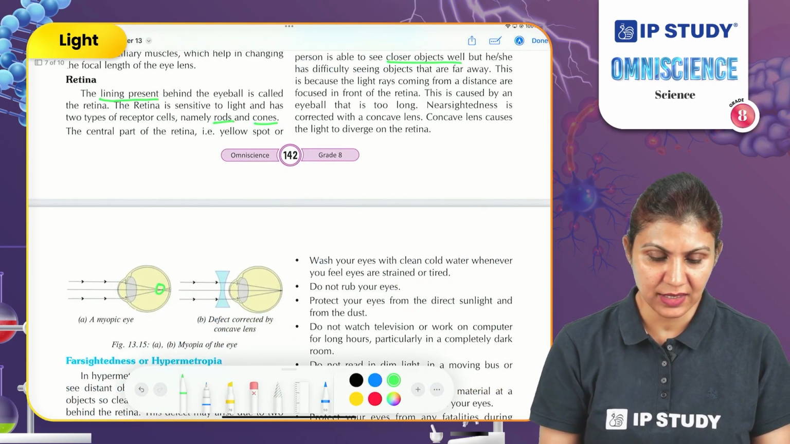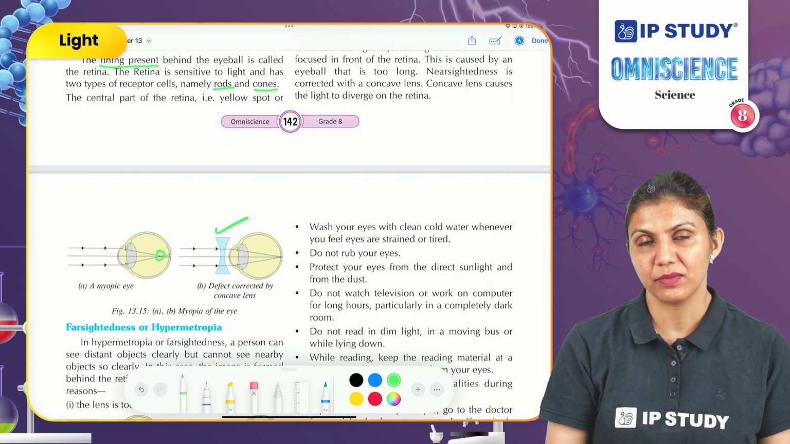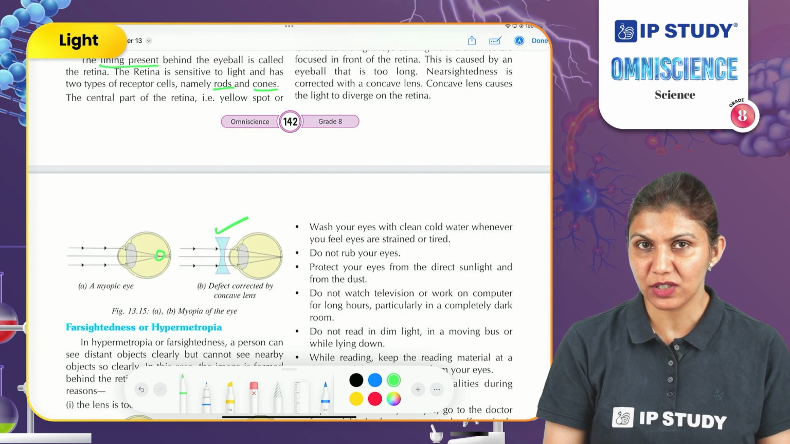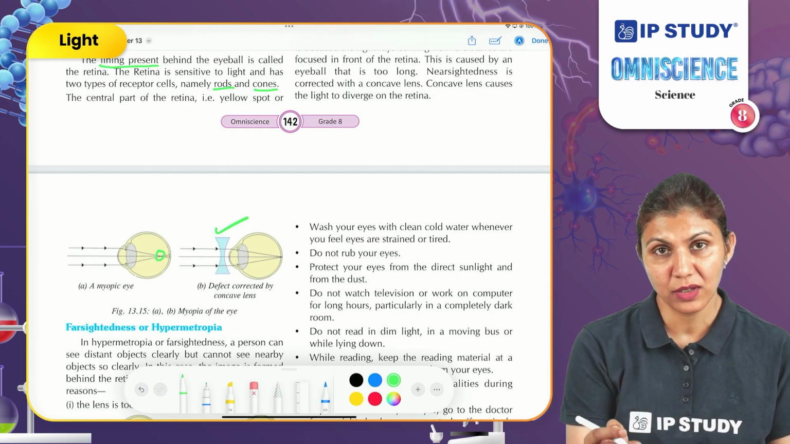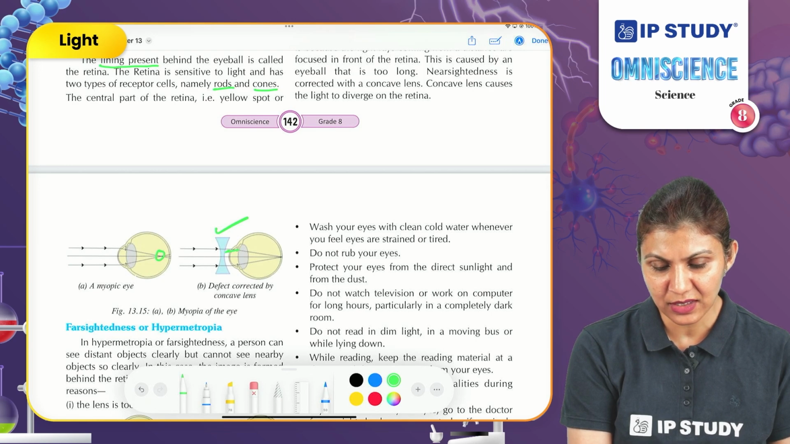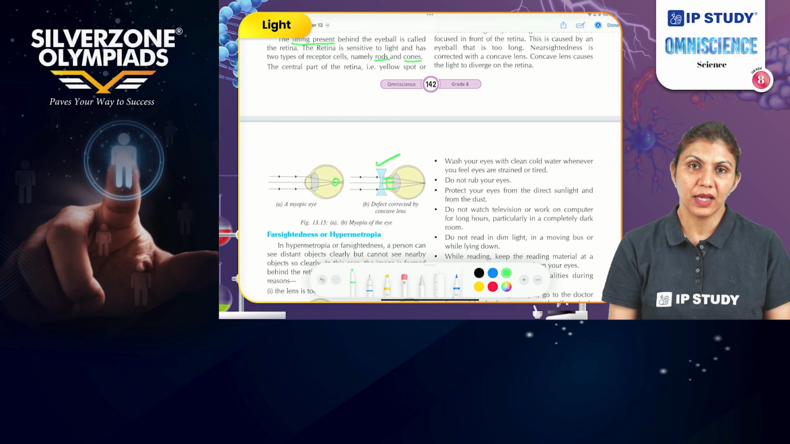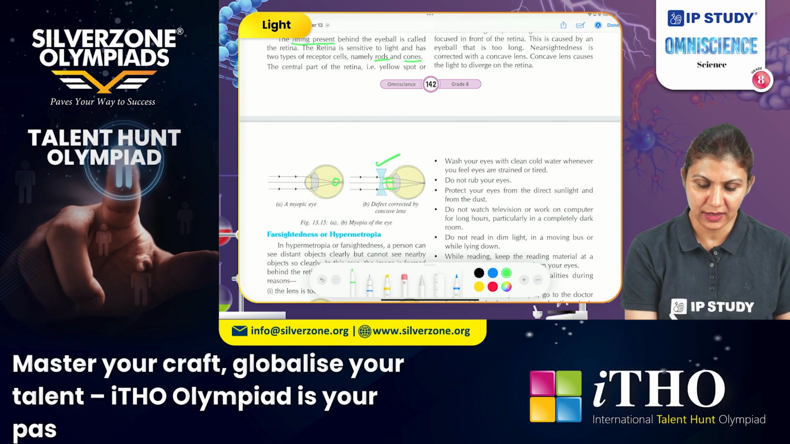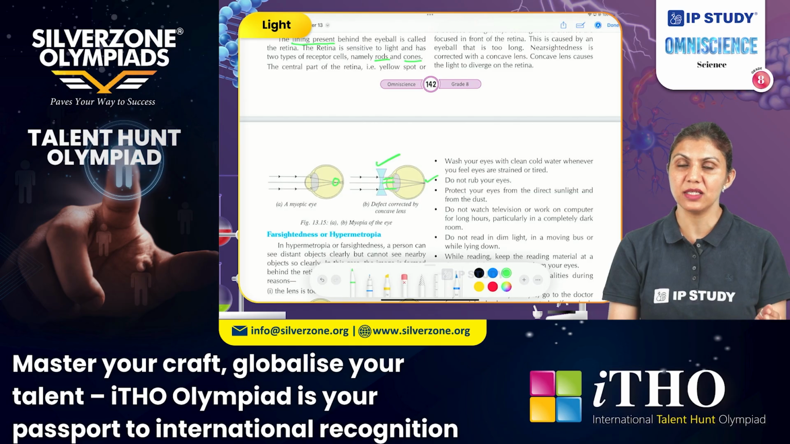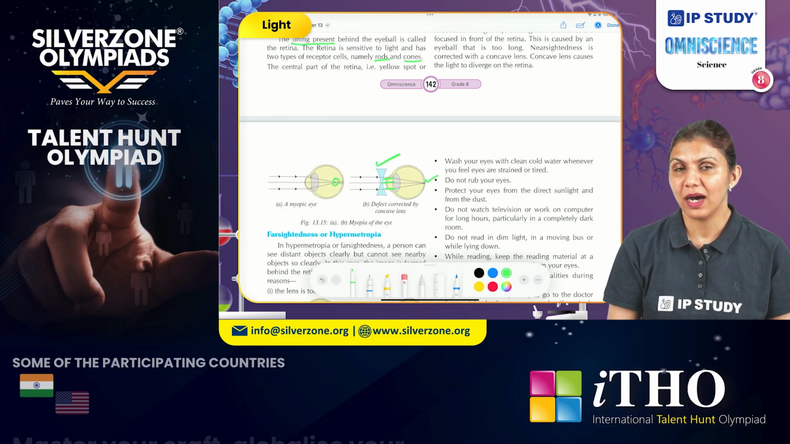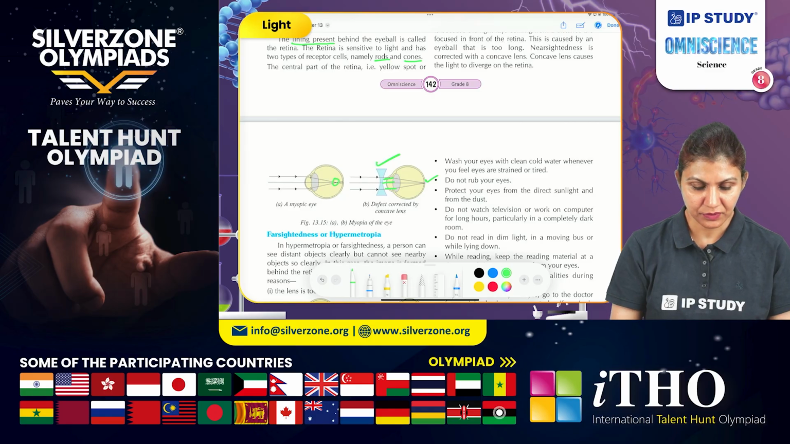How can we correct this? We can correct this by placing a concave lens. Because concave lenses are diverging lenses, they will diverge the light rays before the eyes, and these diverged light rays will be again focused by the lens of the eye at the retina. So here we are trying to change the focal point of the lens of your eye using an additional lens.